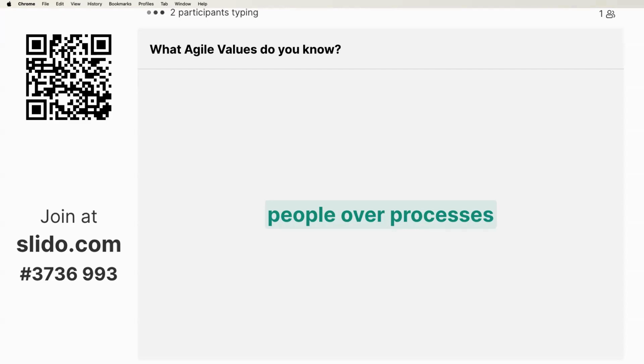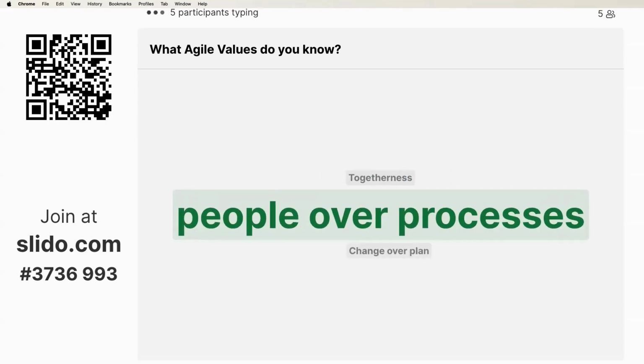People over processes. Yes. Togetherness. Change over plan. People over processes gets another vote. Outcomes over outputs. Yes. Transparency. Not fixed by time cost. Adaptation. Yeah. Inspect and adapt. Definitely a very important principle.